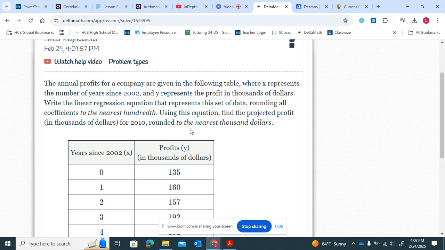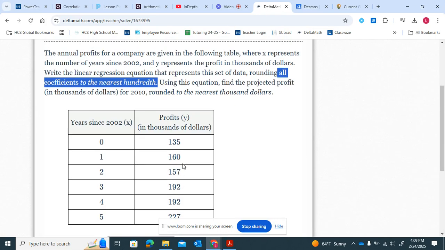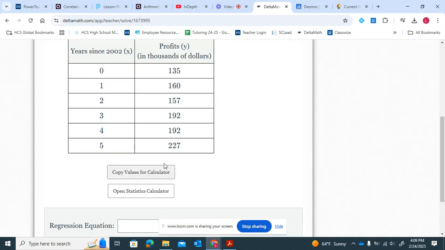Write the linear regression equation, rounding all coefficients to the nearest hundredth. So that's the first part. We have to first write the equation, then we have to figure out some answer. So let's do that first. There's no good way to do this. You don't have to click these buttons. Actually, I advise you don't click those buttons because you won't be able to do that on the EOC.